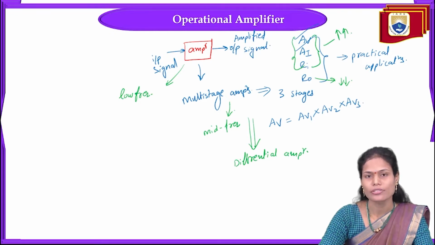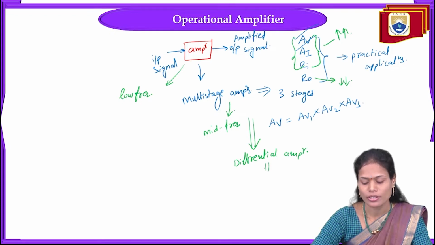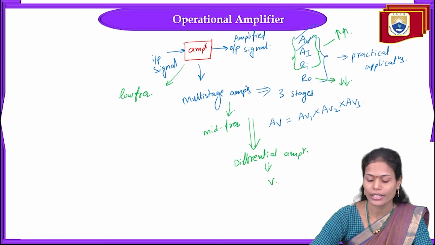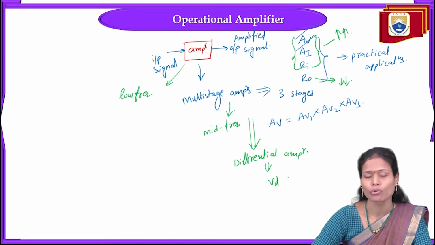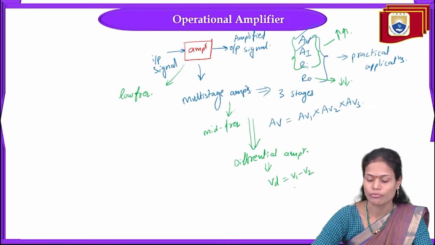For the two transistors, we provide two input voltages. The basic function of the differential amplifier is to amplify the differential voltage applied to its two inputs, that is V1 minus V2. V1 is the first transistor input and V2 is the second transistor input. The differential amplifier always amplifies the difference of the two applied input signals.